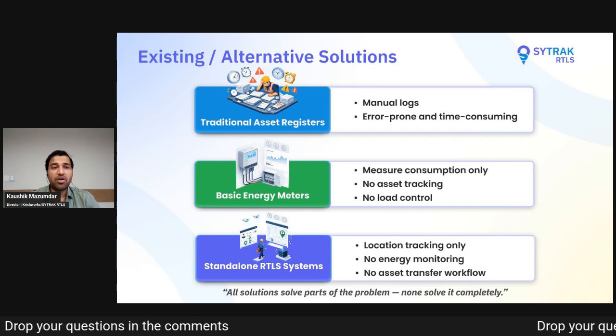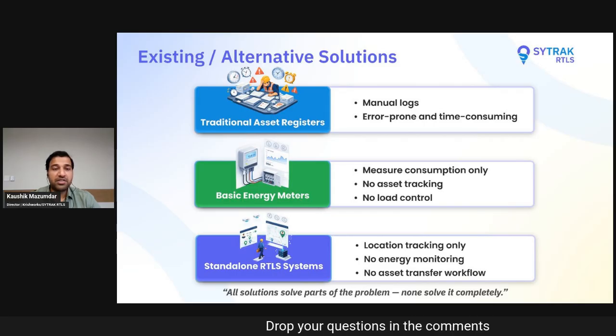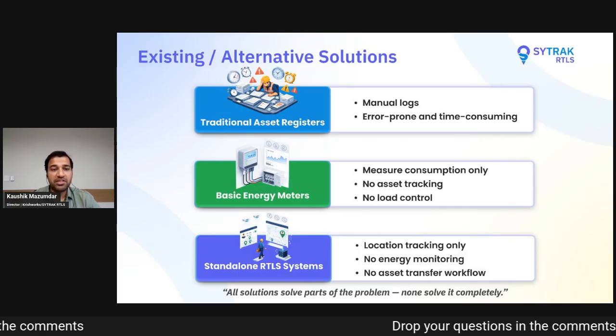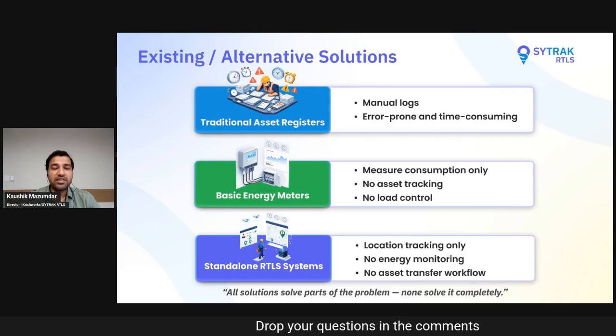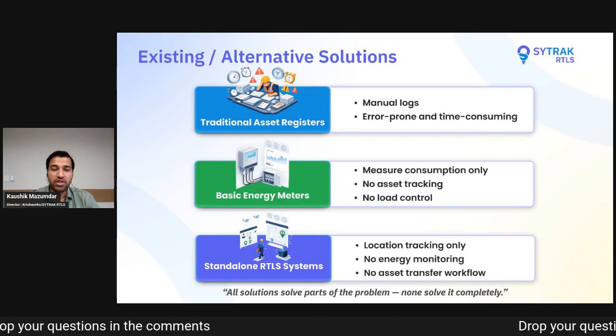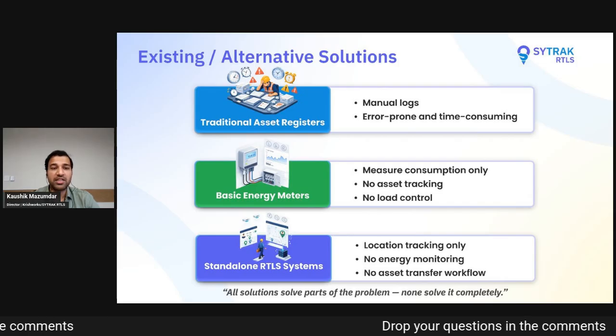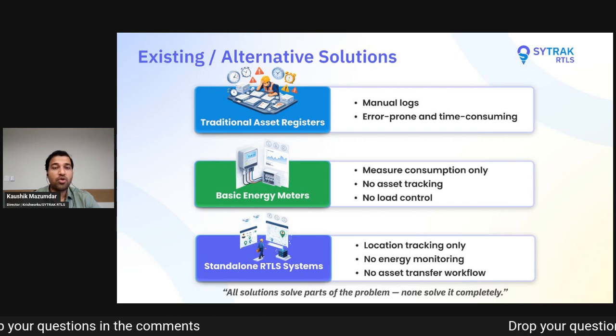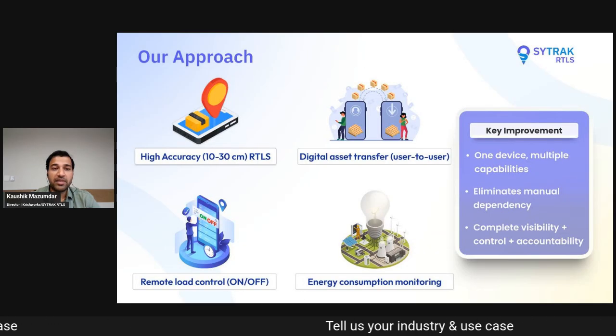The existing or alternate solutions include traditional asset registers wherein manual entries are made, which are error prone and time consuming. We have basic energy meters for energy consumption, but they measure consumption only. There is no asset tracking, and mostly there are no load controls. And for standalone RTLS, location tracking is available, but there is no energy monitoring or asset transfer workflow. So all the existing solutions solve parts of the problem, but none of them solve it completely.